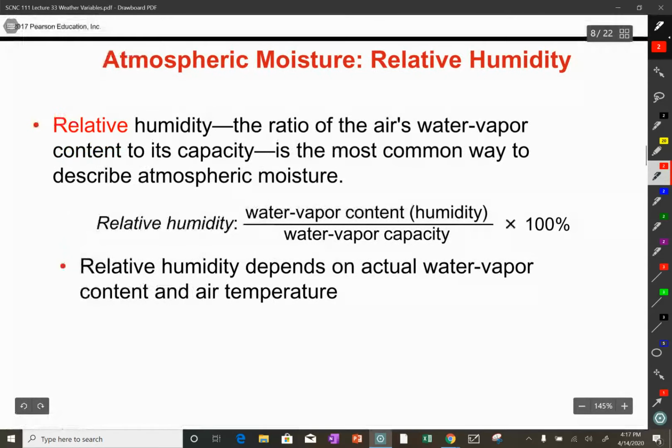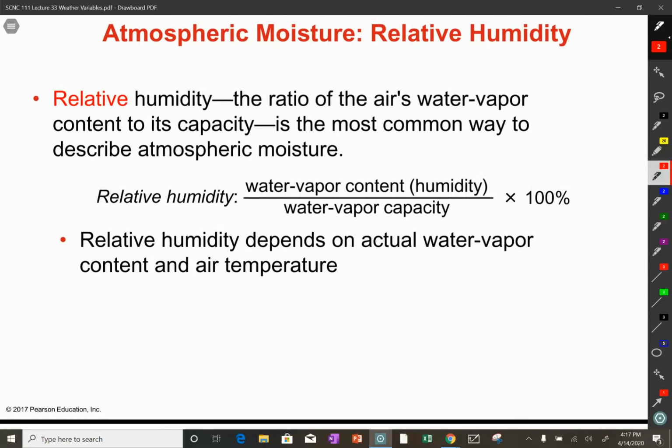Here's the calculation for relative humidity. I already mentioned the relative humidity is the humidity divided by the saturation humidity. So here it says water vapor content divided by water vapor capacity. Capacity means the saturation humidity.